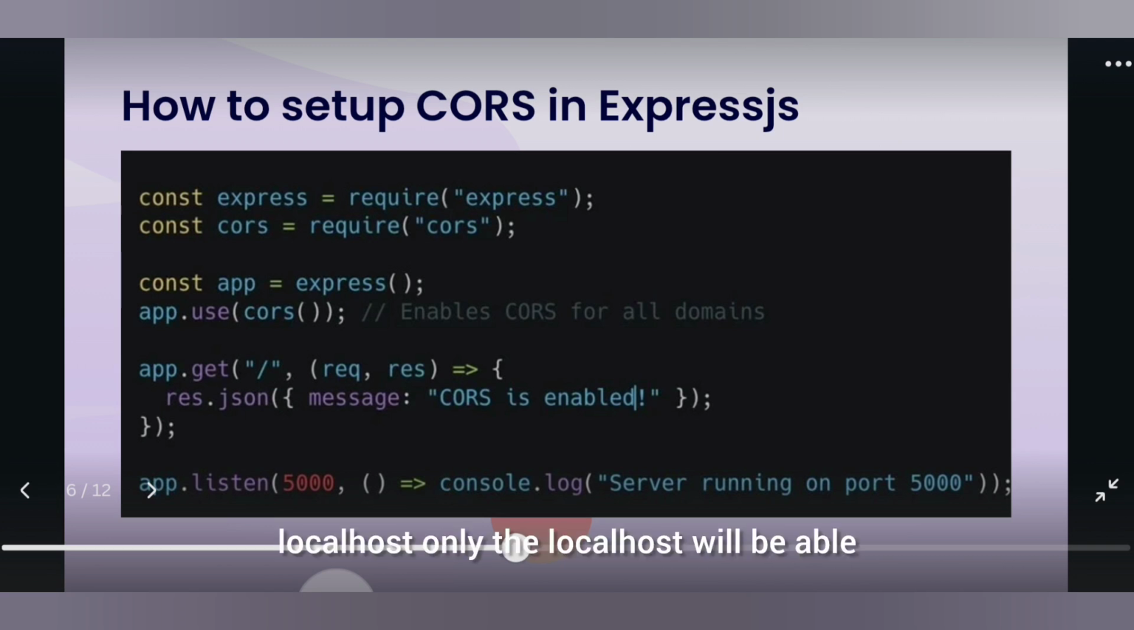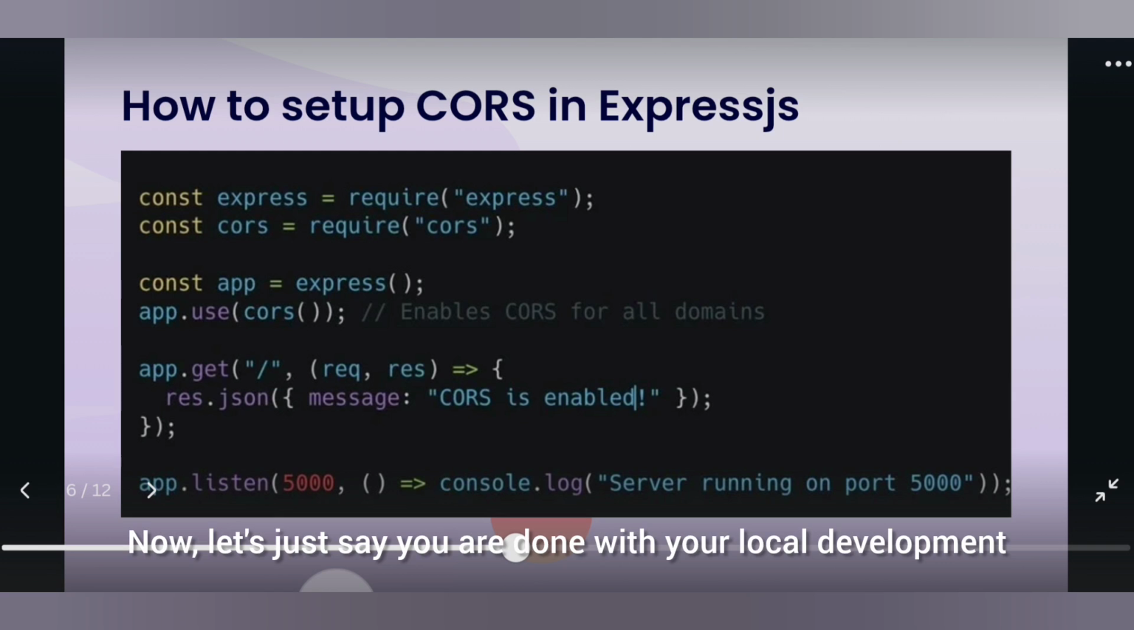Since it is running on localhost, only the localhost will be able to access it. So the cross-origin request from your React app running on port 3000 is now able to access the Express.js server on port 5000, and your browser actually shows the response data. So this is the first thing that we do to enable the CORS settings.